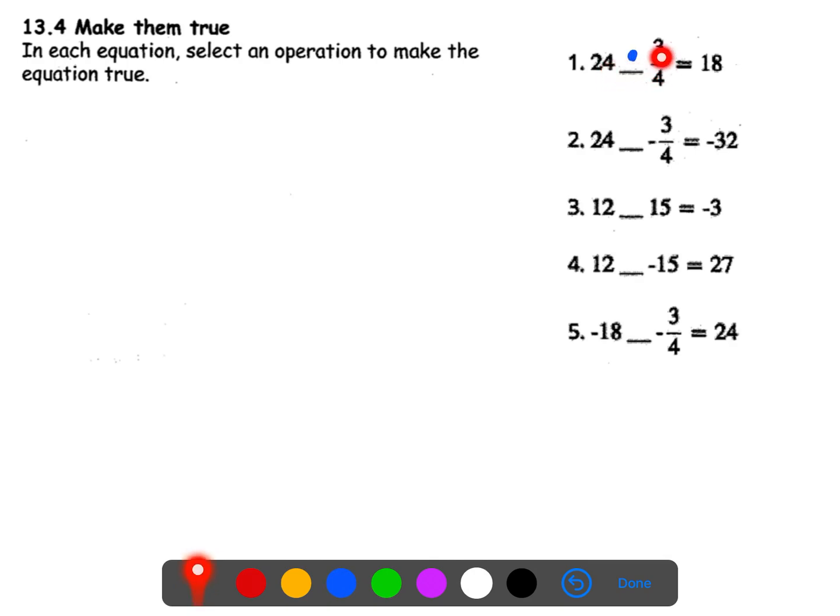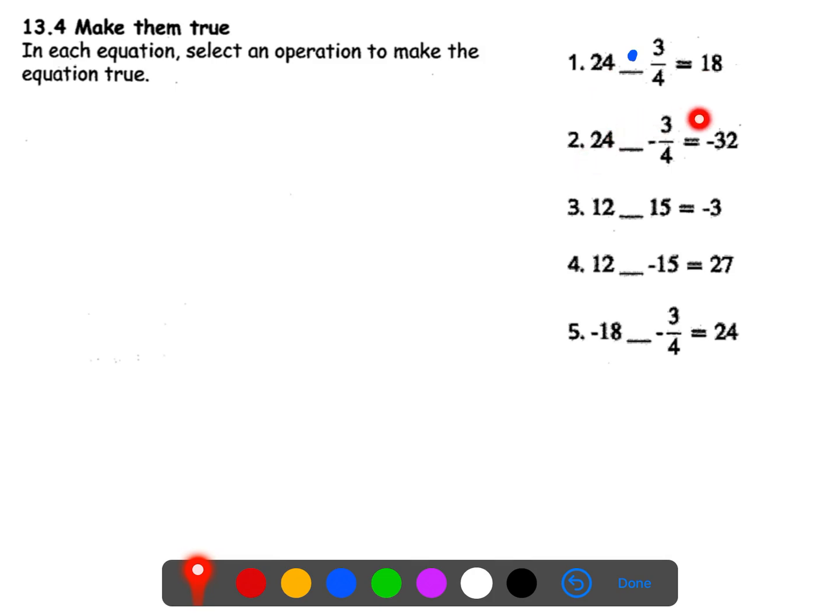If we divided by 3/4, that would give us more than 24 as an answer, because there's more than 24 groups of 3/4 in there. That would not work. Multiplying is going to tell us we're going to take 3/4 of this amount, and that's 18. Let's look at the next.